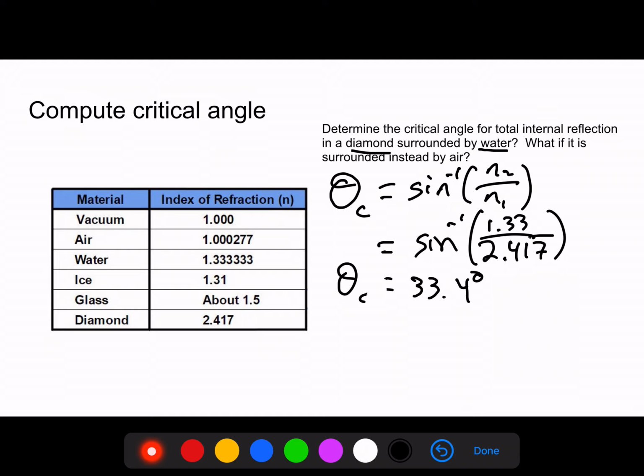Okay, the second half of the question I'm going to have you do as an exercise. What if instead we surround the diamond by air instead? You can see that that's really only going to change one value here in this equation, and you can see how those angles compare.